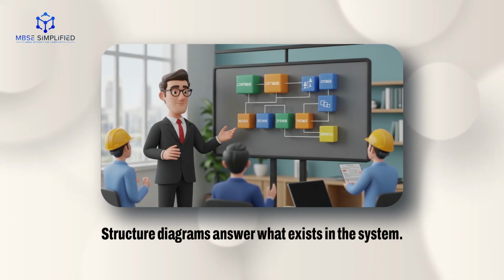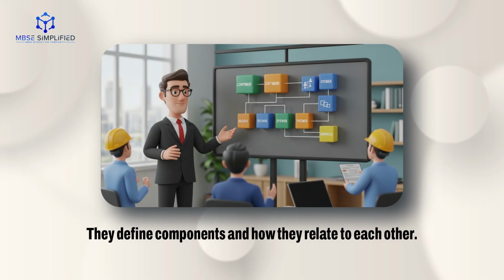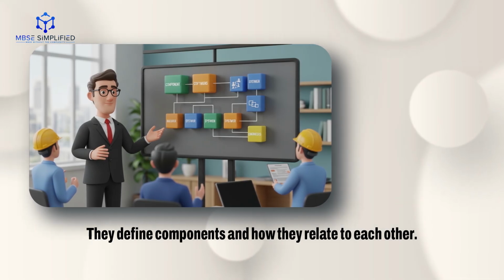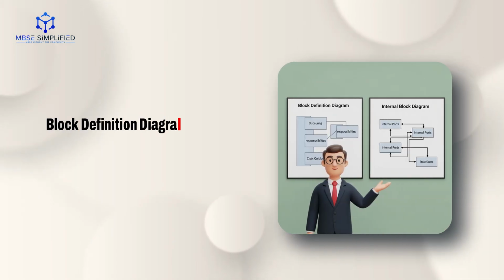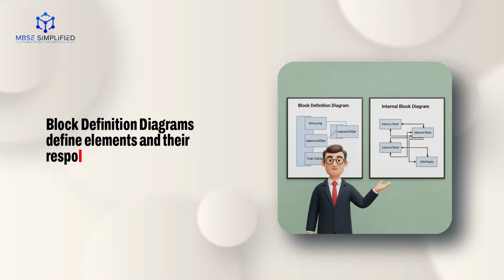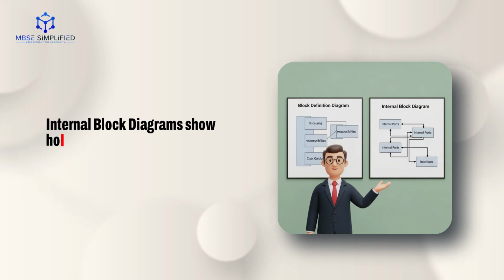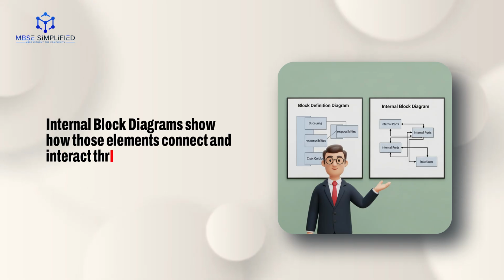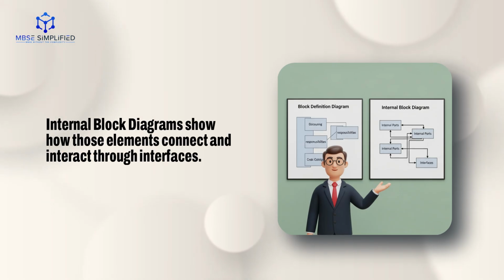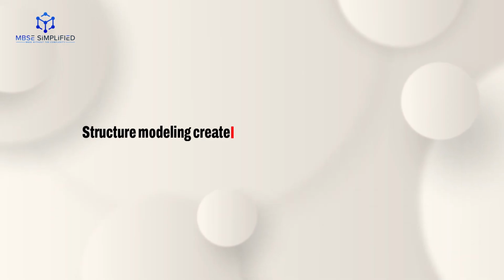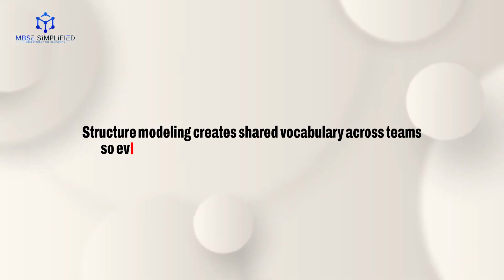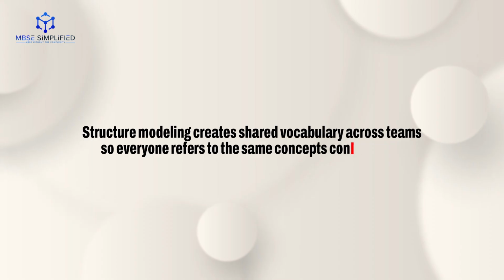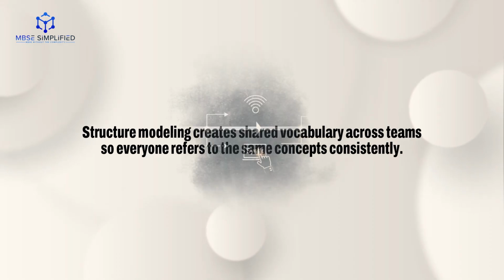Structured diagrams answer what exists in the system. They define components and how they relate to each other. Block definition diagrams define elements and their responsibilities. Internal block diagrams show how those elements connect and interact through interfaces. Structure modeling creates shared vocabulary across teams so everyone refers to the same concepts consistently.